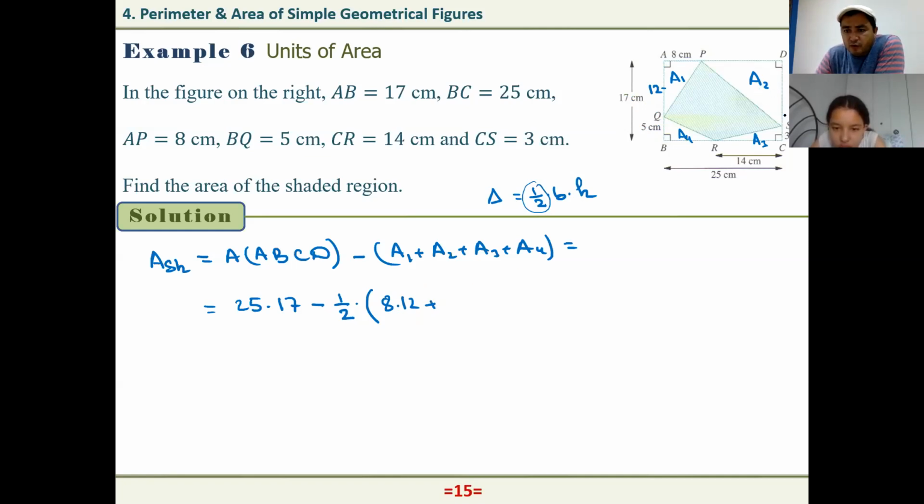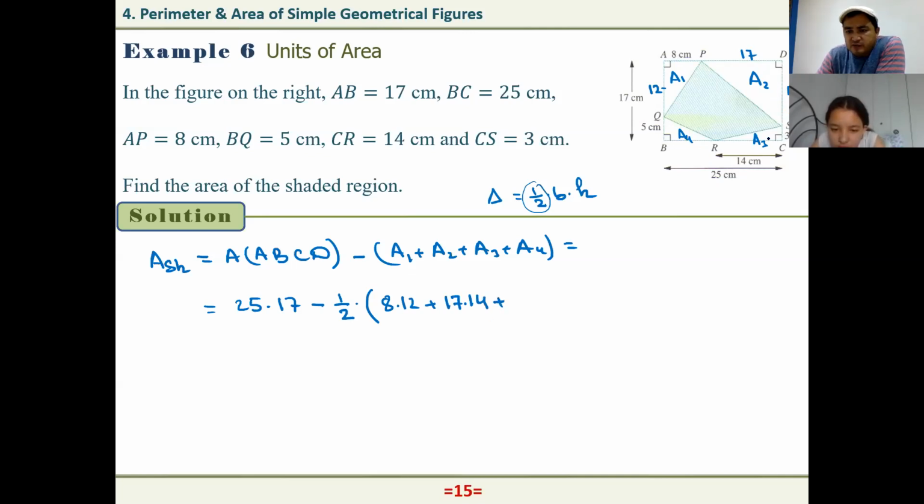Here we have the whole length is 17. 17 minus 3, so this part is 14. And how about PD? PD is the whole length 25 minus 8, so this PD is 17. So the area of this capital A sub 2 equals 17 times 14 over 2. Over 2 is here, so here we have 17 times 14.